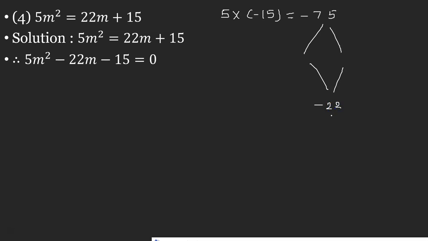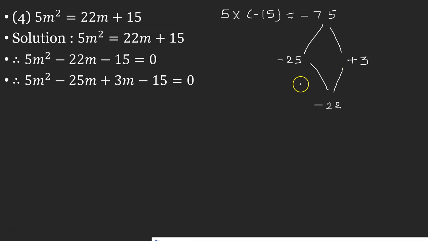What should their sum be? The algebraic sum should be minus 22 and what should the product be? Minus 75. That is 25 here, minus 25 and plus 3. Minus 25 into plus 3 is minus 75, and minus 25 plus 3 gives minus 22. If these two numbers have different signs, we subtract the smaller from the bigger and give the sign of the bigger number. Therefore here you will get minus 22, and that's why the factors are minus 25m plus 3m.